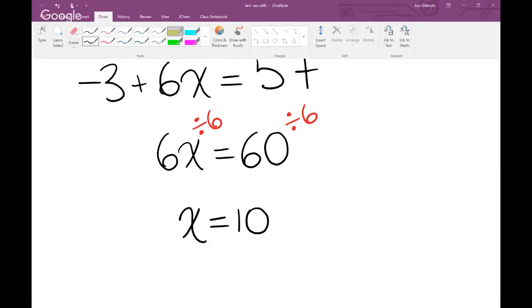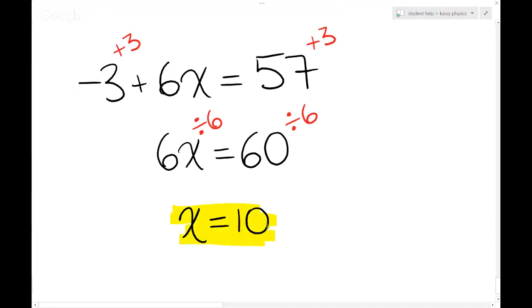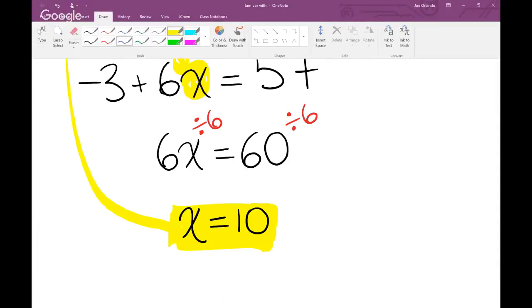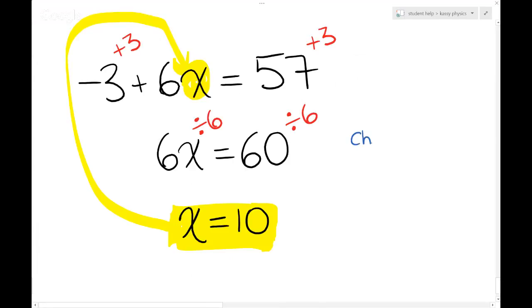So now we have our answer to the question. x equals 10. And in case you've forgotten, we can always go back to the question and make sure that we're correct by seeing if that number satisfies this equation, if it's true. So we can always check our work.